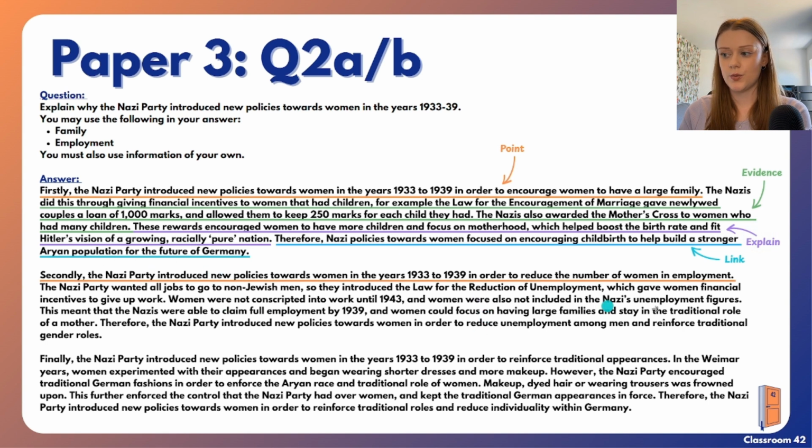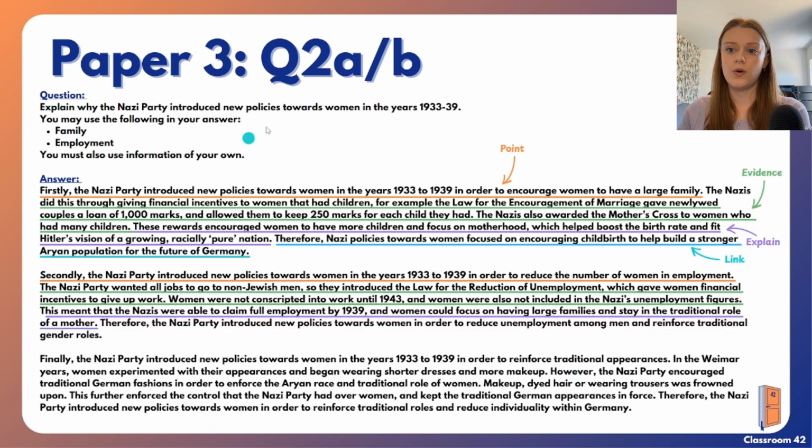Our second point is talking about employment. So again, here we are bringing in our evidence. We are talking about how they introduced the Law for the Reduction of Unemployment, which gave women financial incentives to give up work. Women were not conscripted into work until 1943, and women were also not included in the Nazis' unemployment figure as well.